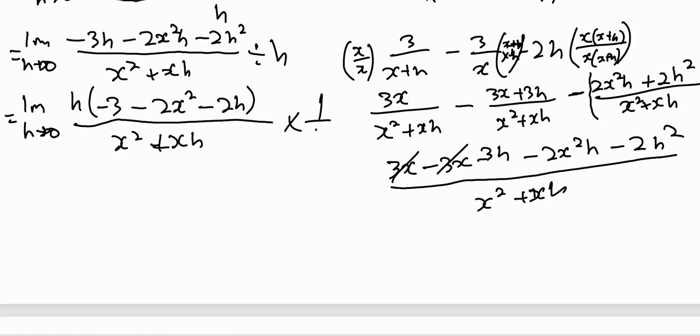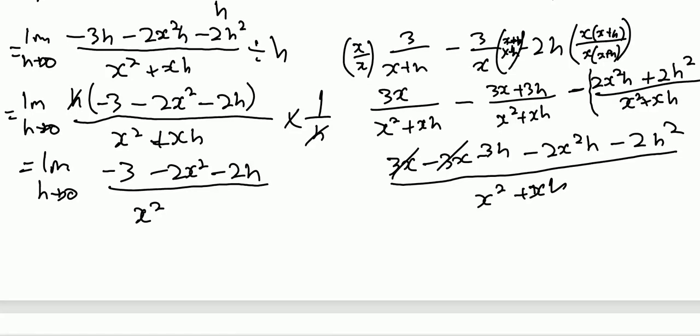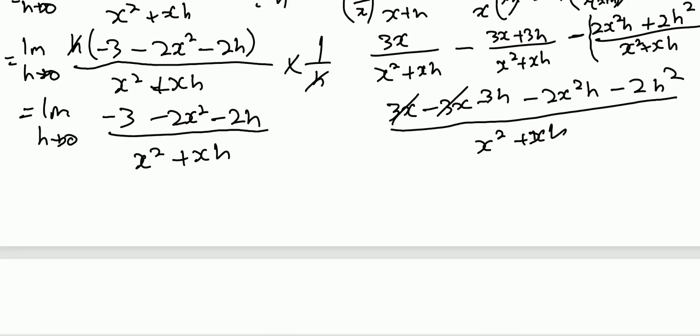Then multiply by 1 over h. Remember, when we change this side, we are going to have 1 over h. Then this h cancels this h. You are left with the limit as h approaches 0 of what? Negative 3 minus 2x squared minus 2h all over x squared plus xh multiplied by 1, which is the same. So in this case, can we factorize? No, we can't factorize.